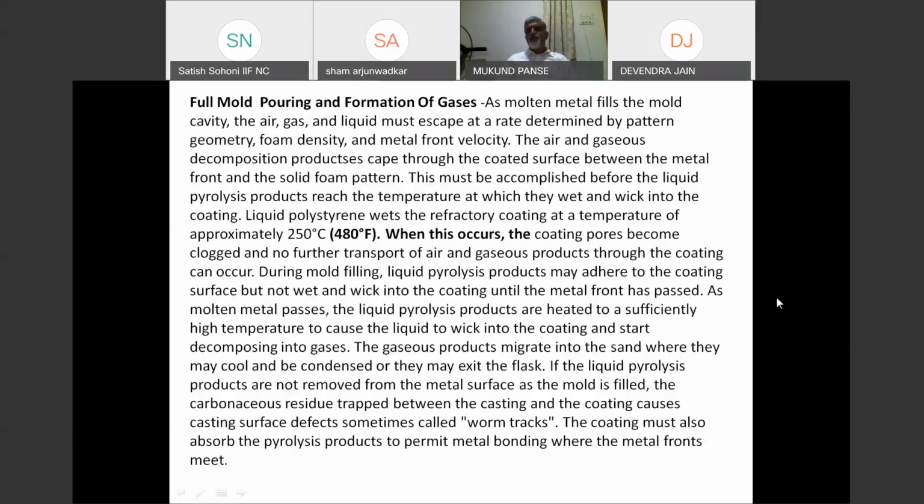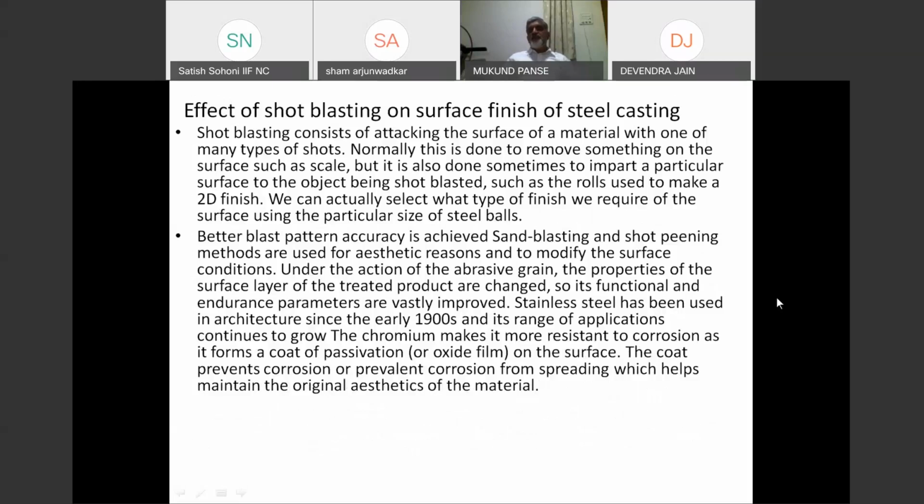These specialized coatings are developed by various people, mainly Foseco and others. You have to avoid the liquid pyrolysis product, which is a carbon film, liquid carbon film or tar, accumulating. For this to stop, the gas formed should pass through as fast as possible. That's why the permeability of this coat becomes very important in this case. This is to get the basic surface finish of the casting.